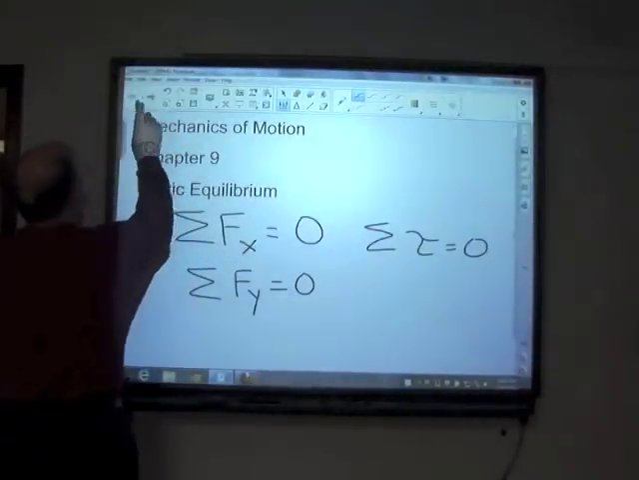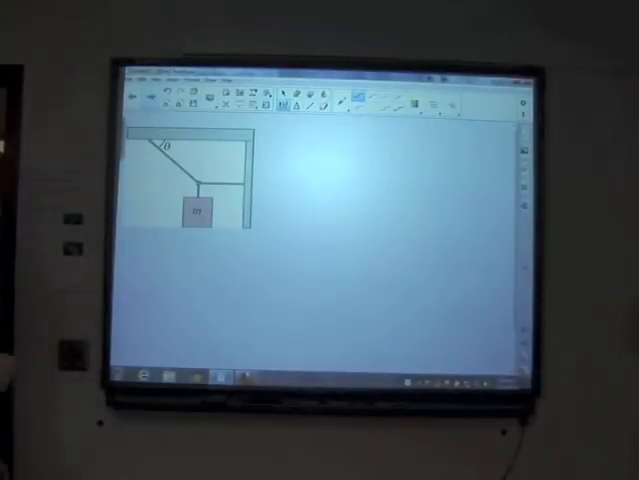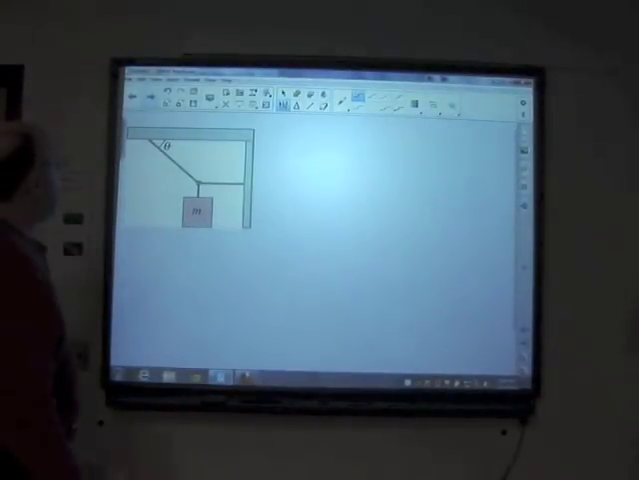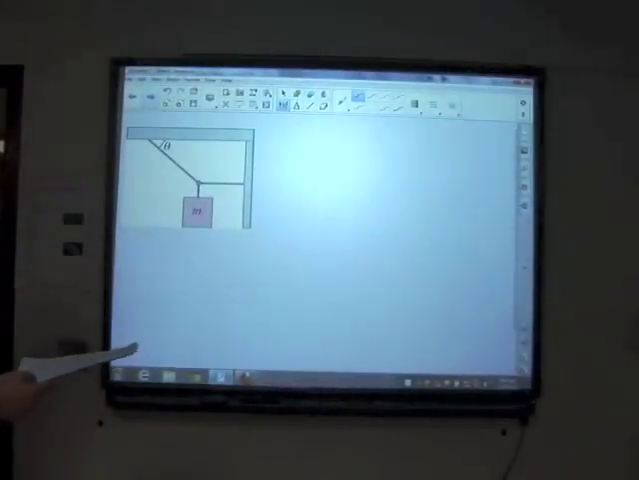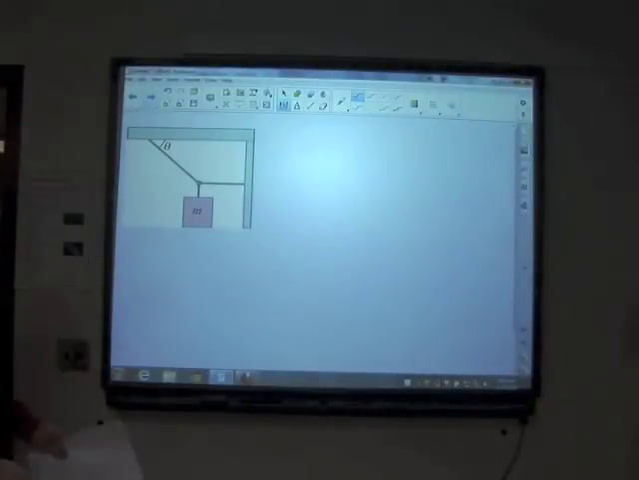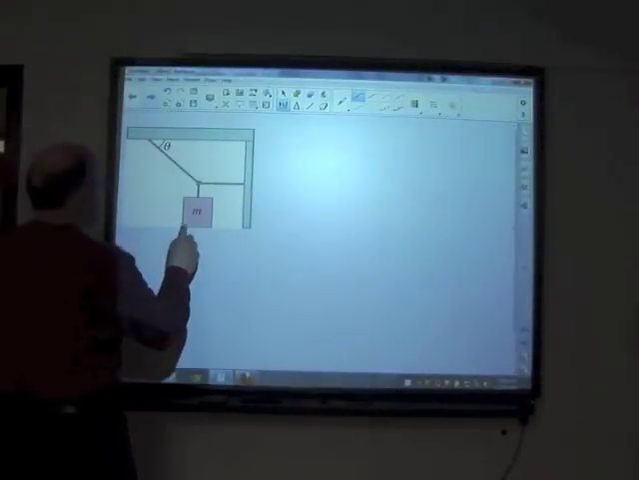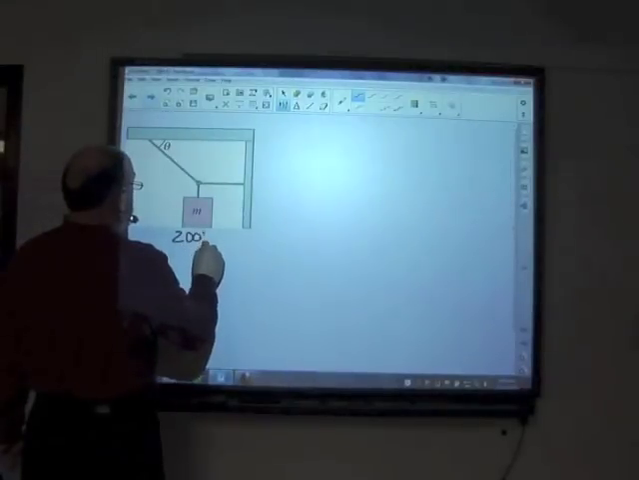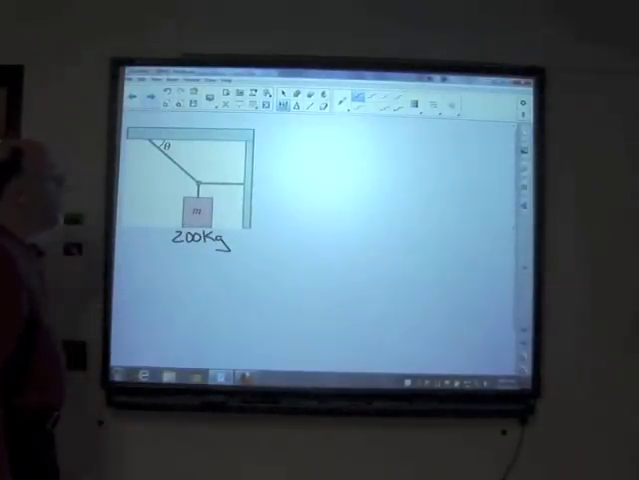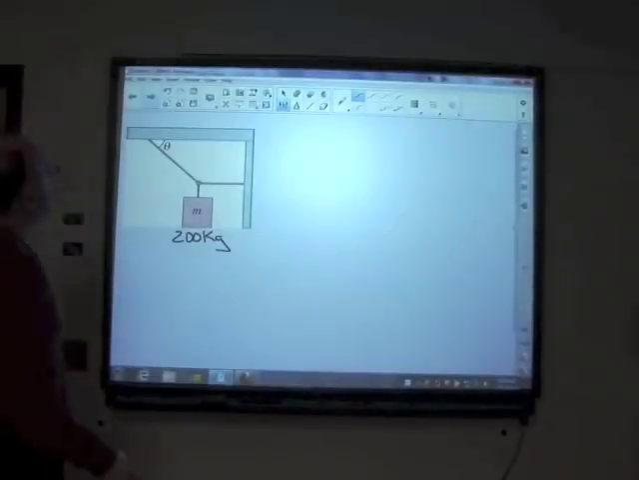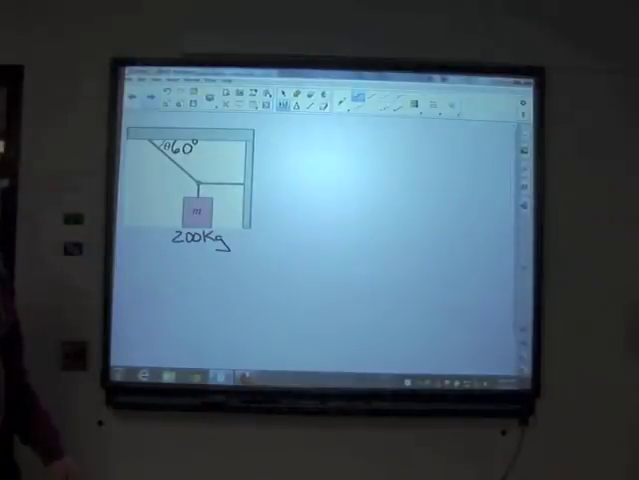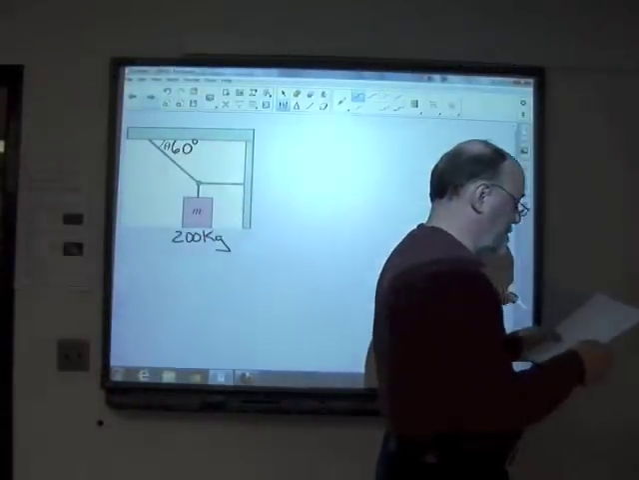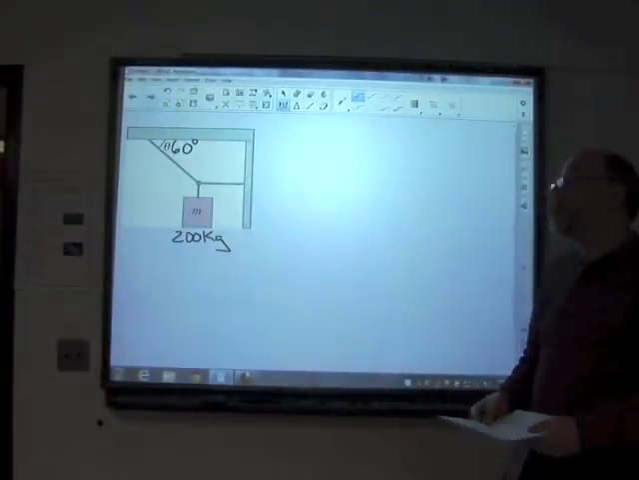So in terms of how that works, we can look at this particular problem. I have an object that is suspended from two cables, and we want to find out what the forces acting in each of the cables are. My object here has a mass of 200 kilograms, and my angle here, theta, is a 60-degree angle.